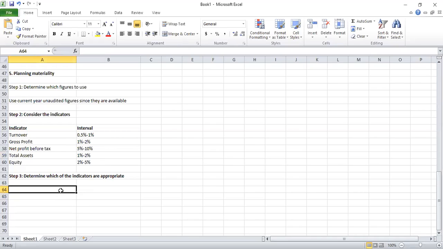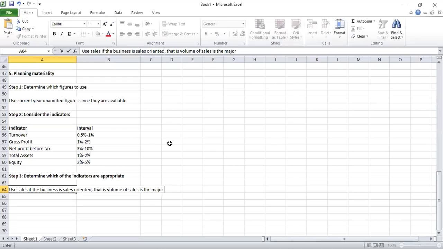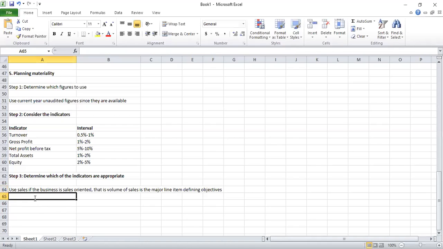Right. So we're saying use sales if the business is sales oriented. That is, volume of sales is the major line item defining objectives. Maybe all their targets and everything is based on targeting to have as much sales as possible. Right. Then use profit.